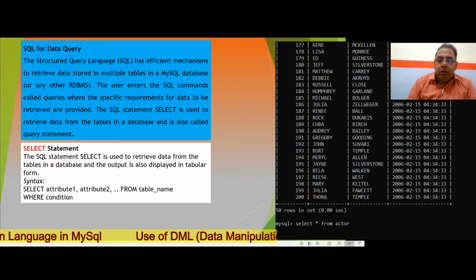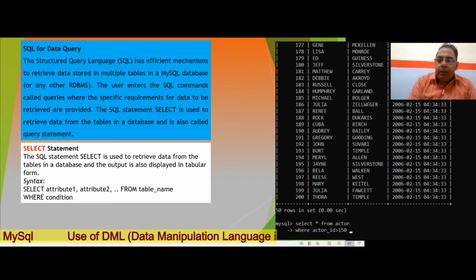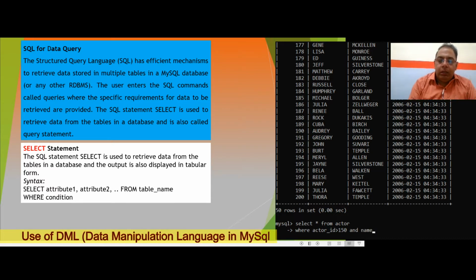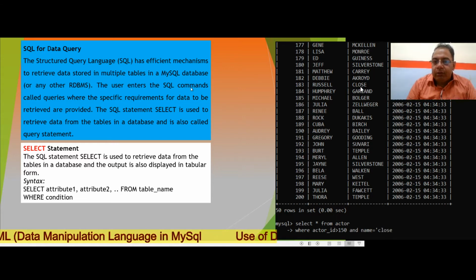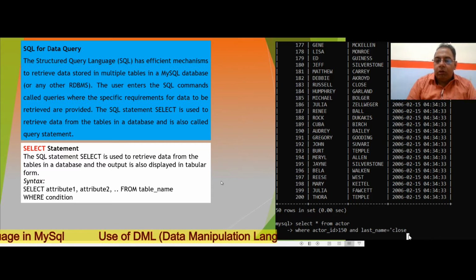Now I want to display the records with two conditions. Same here: select star from actor where actor_id greater than 150 and name equal to Close. Sorry, this is the last name, not the first name. Last_name equal to Close.